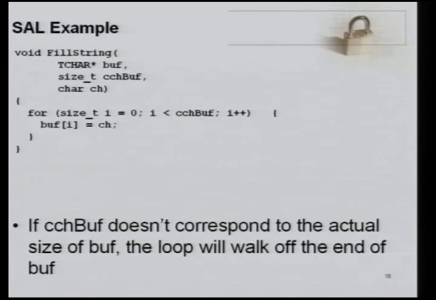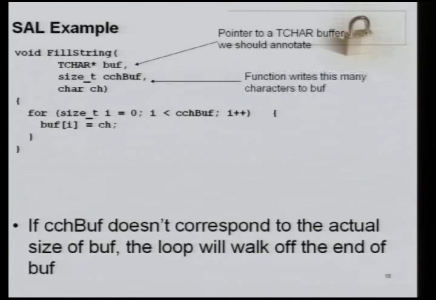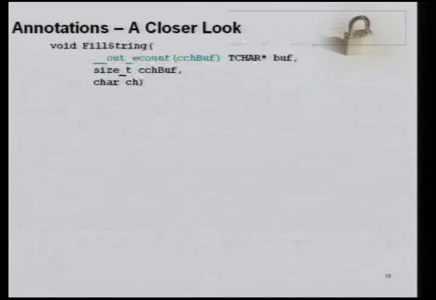Now clearly if the size of the buffer that you pass in doesn't correspond to the real size of the buffer, this thing will just walk off the end of the buffer and you have a buffer overrun. In Vista, if this function was there, a developer would see it and say, I have a string buffer, that means I need to annotate this function with SAL. The second parameter has a relationship that's involved with the first parameter. It says how many characters to write. So after they finish SAL annotating, it would look like this.